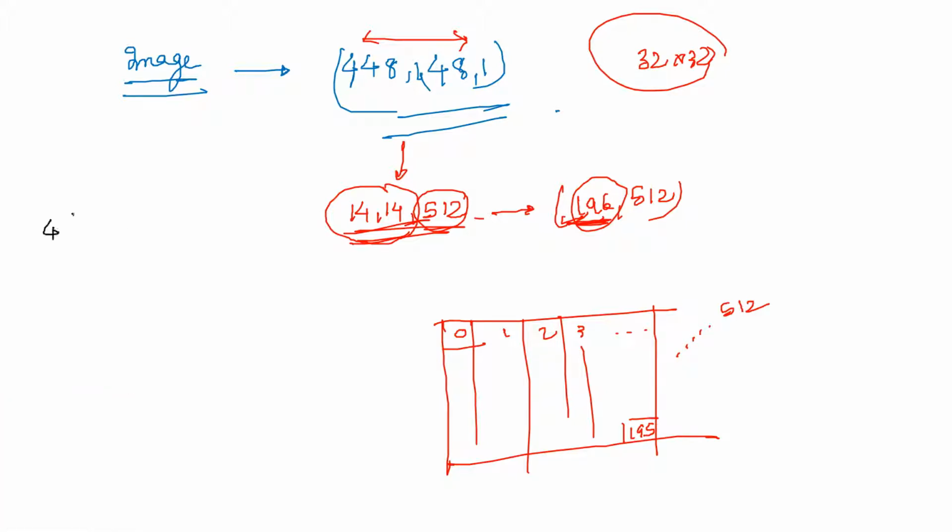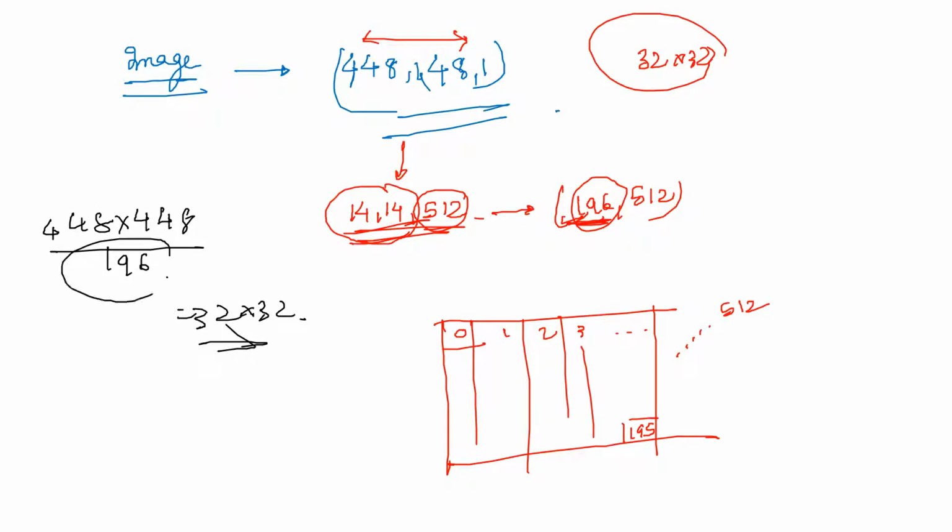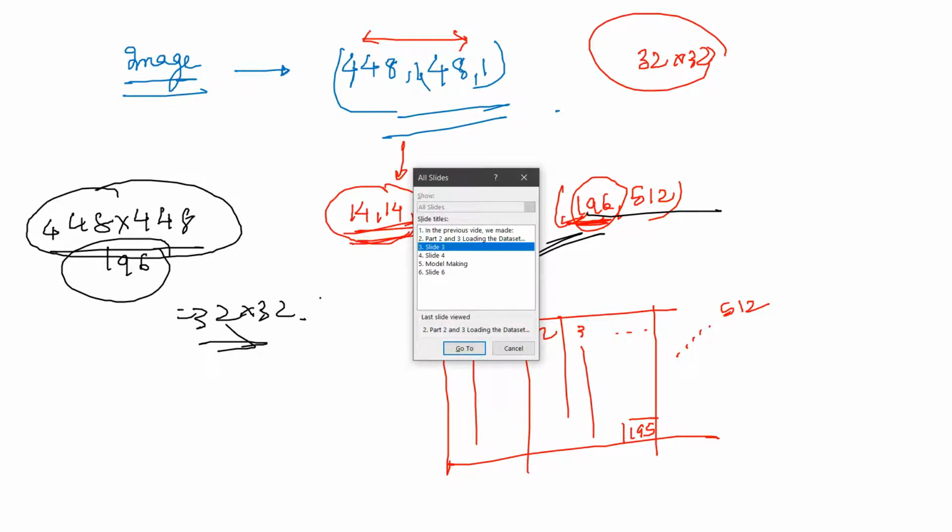Divide 448, do the calculation like this, and it comes out to be 32 by 32. So each of the regions among these 196 represents the 32 by 32 pixels of the original image. So by bringing this to 14 by 14 by 512, we have done the image processing part, and I will show you this in the slides as well.